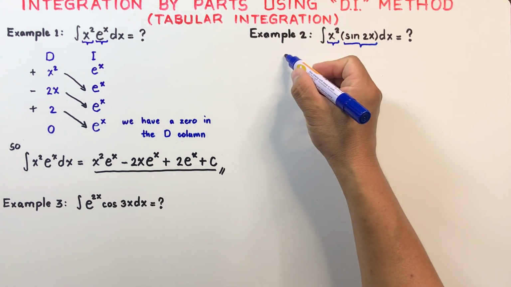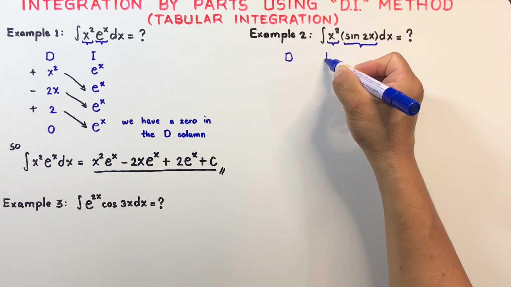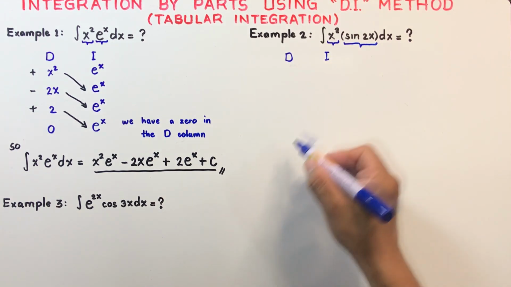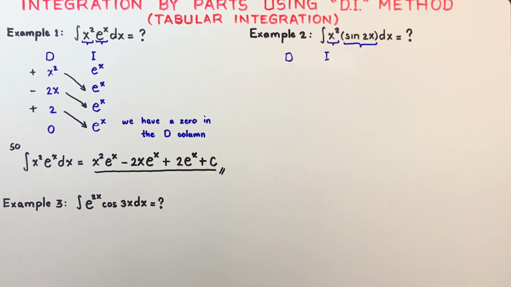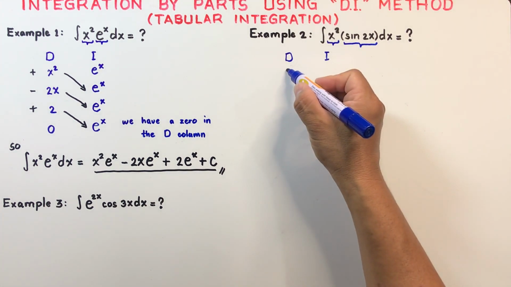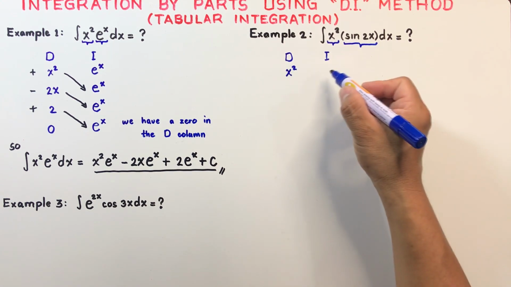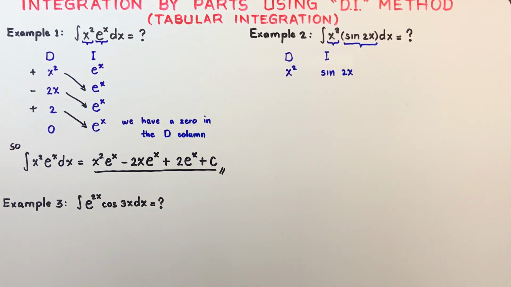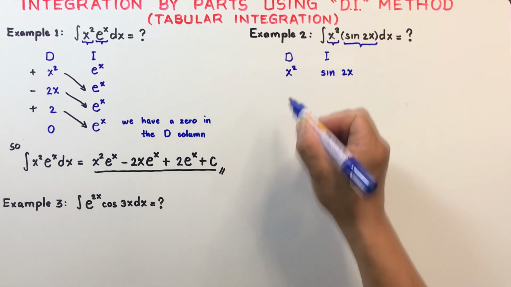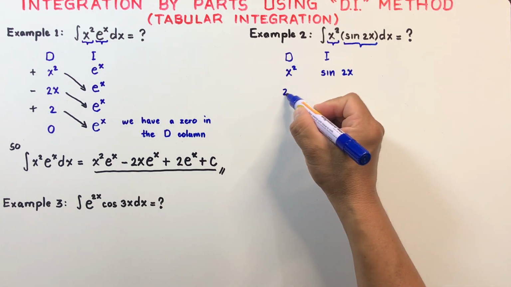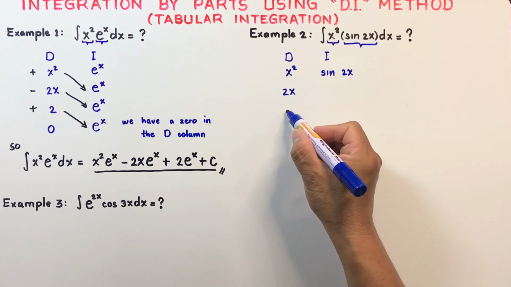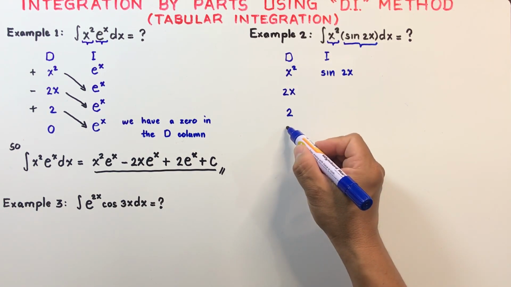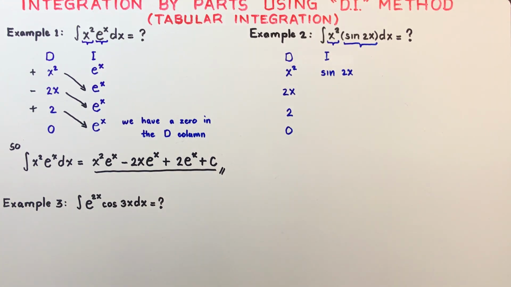So here I will be doing the DI method. This is my differentiation column and I also have the integration column. I will write here my u, which is x squared, and my dv as sine 2x. And then I will apply differentiation repeatedly. The derivative of x squared is 2x, and then the derivative of 2x is 2, and the derivative of 2 is 0. And then I stop because I get a 0 in the D column.